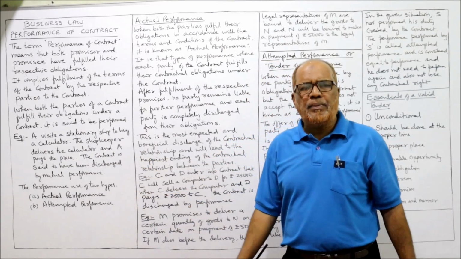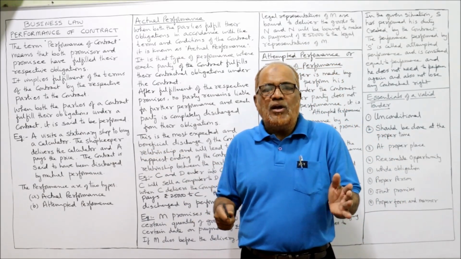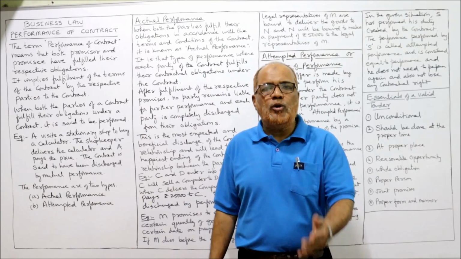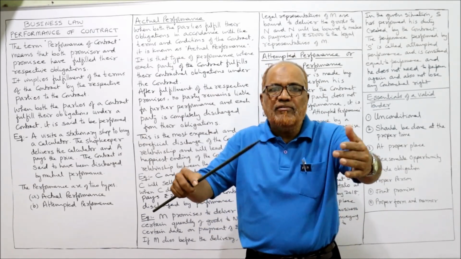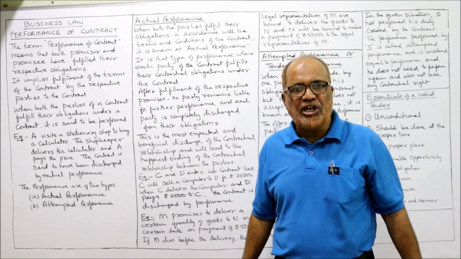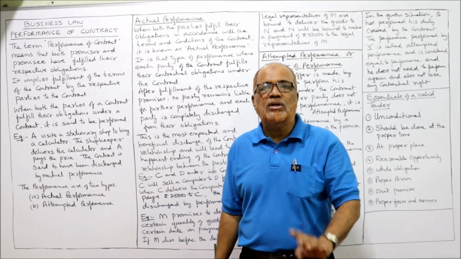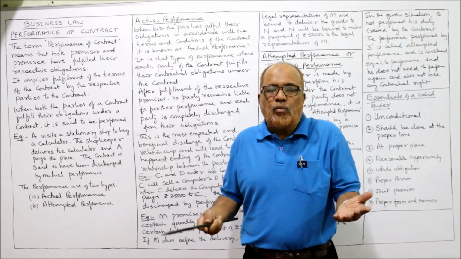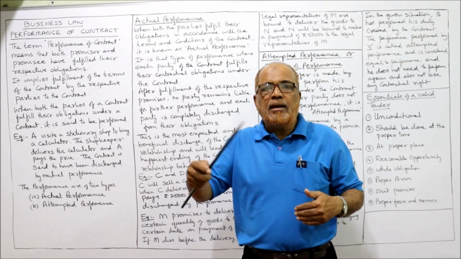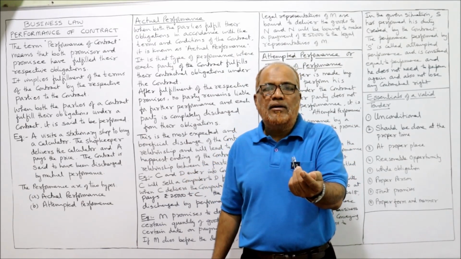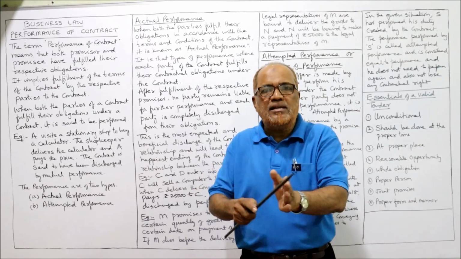Now, a simple example. A visits a stationery shop to purchase a calculator. The shopkeeper has delivered the calculator to Mr. A and Mr. A has paid the price to the shopkeeper. That means both the obligations are completed. A has got the calculator and the shopkeeper has got the price. Consideration is over. The relationship between the buyer and seller is completed.